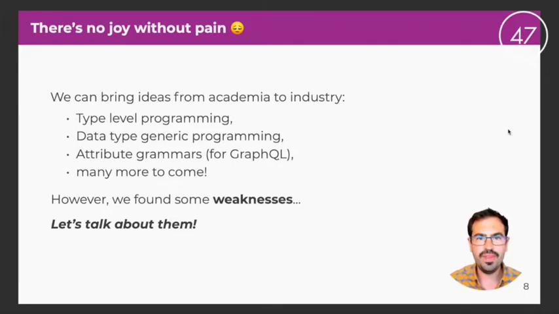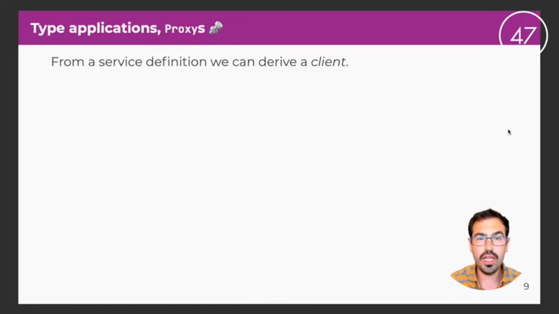Thanks, Flavio. Indeed, we found several weaknesses while developing Mu Haskell. The first one is related to type application and proxies. Let me show an example from the library. From a service definition, one of these big type-level encodings of what methods, arguments, and result types are coming from an RPC service, we can derive a client.